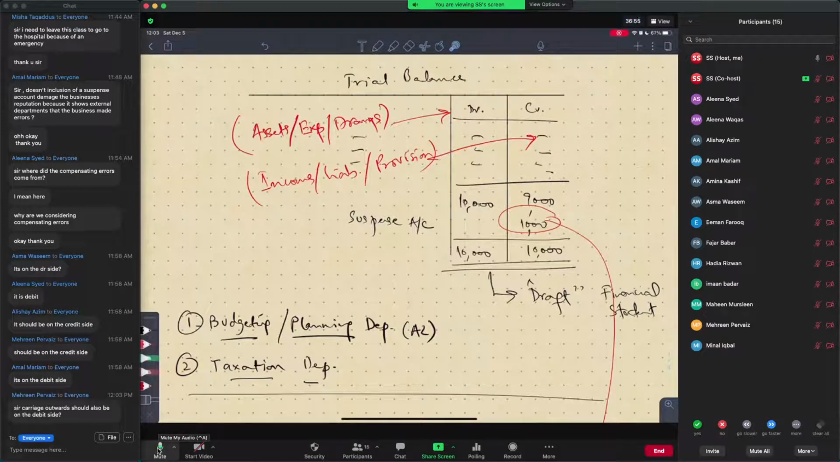Okay, some questions here. Let me read them. Where had I started? Okay, it's on the debit side, Asma. Are you talking about the suspense account value? It should be on the credit side. Okay, okay, these are answers to previous questions.